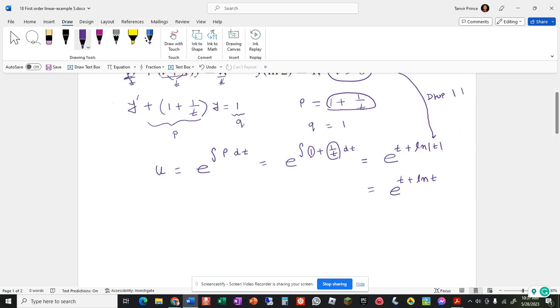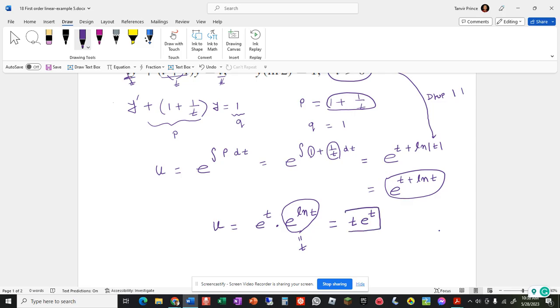Let's simplify. So I can distribute the powers. I can write e to the t times e to the ln t. Remember, when you multiply, you add the exponents, right? And you get the same thing. But e to the ln t, that's just t, because e and ln are inverse functions. So when you compose them, you should get t. Or you can think e and ln cancel each other. So what I have at the end is t e to the t. So that's my integrating factor.